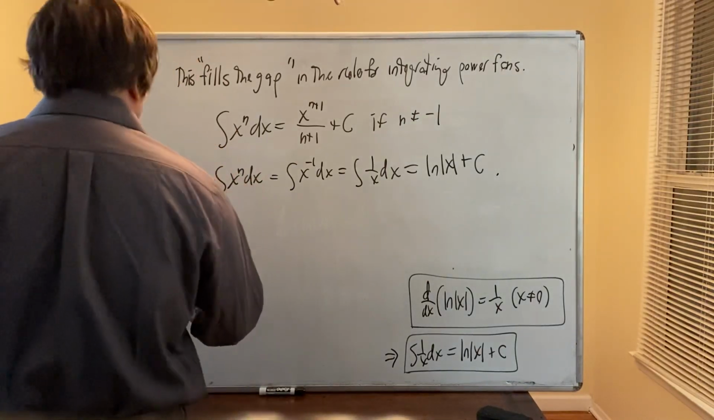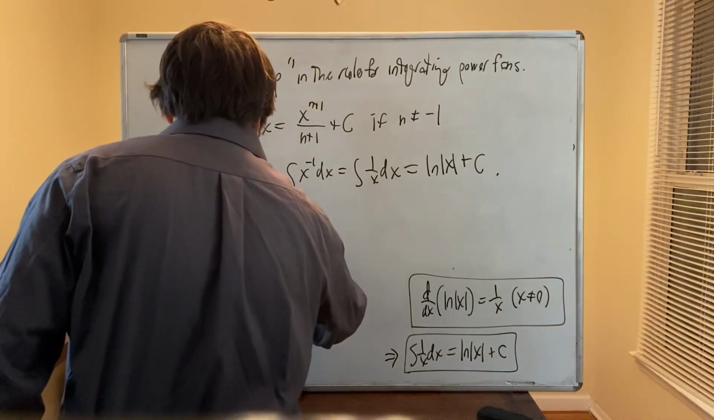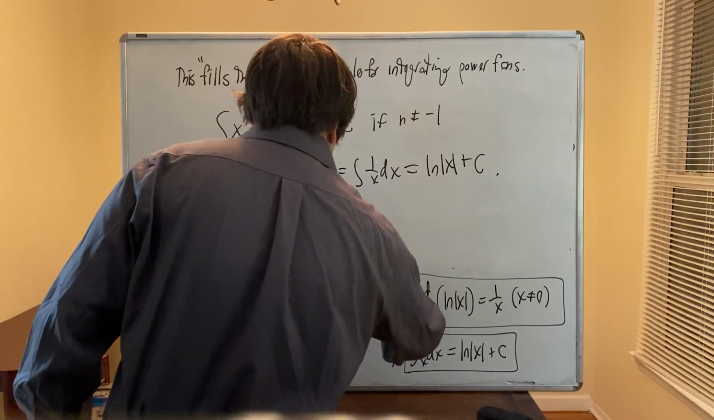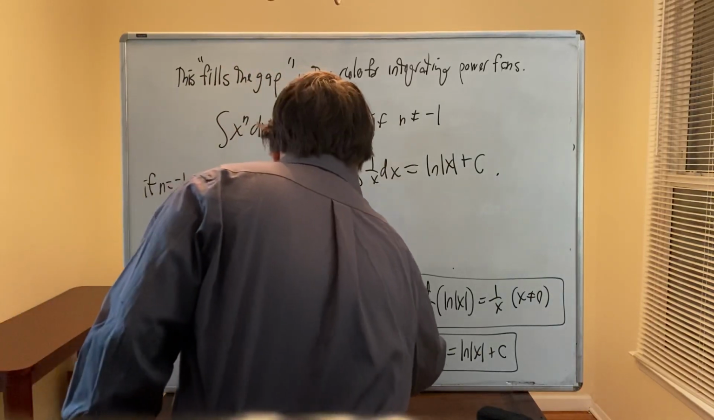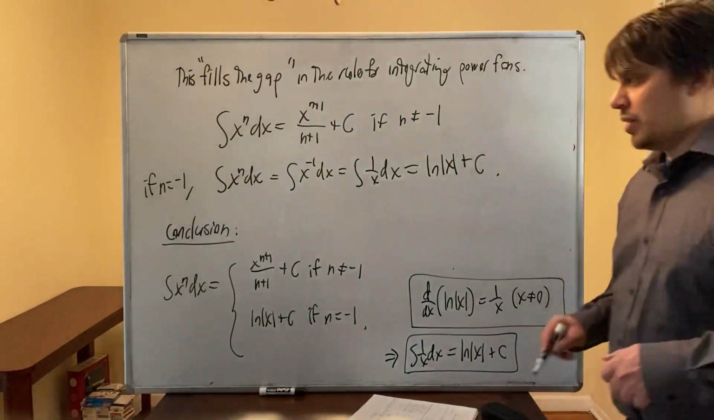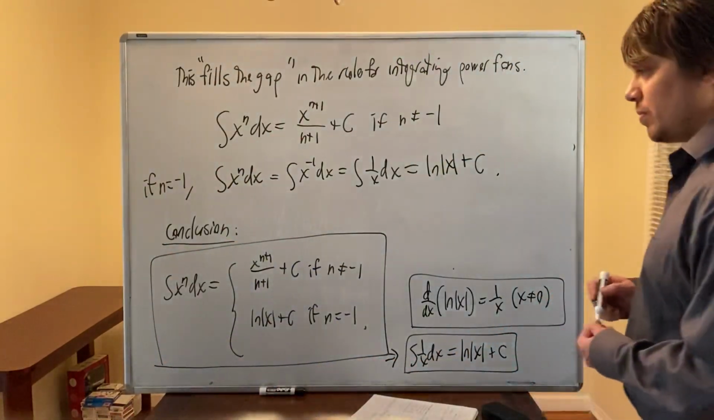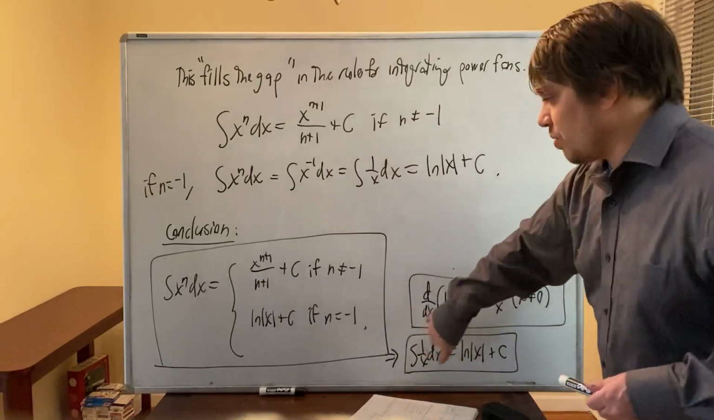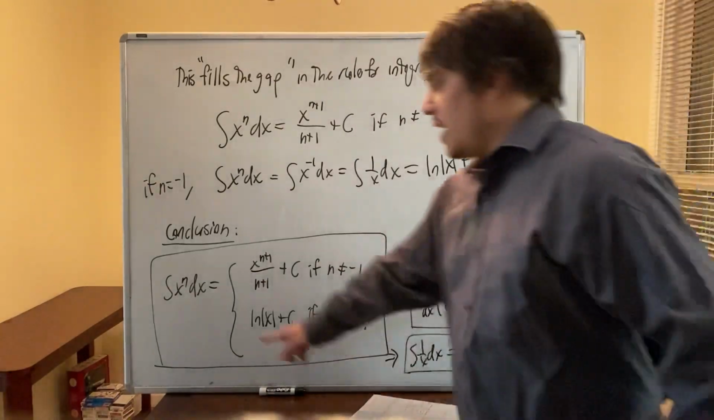Okay, so our conclusion, I'll write this out as one formula. The integral of x to the n dx is equal to x to the n plus first power over n plus 1 plus c if n does not equal negative 1, and it's equal to ln of the absolute value of x plus c if n equals negative 1. Okay, so that is the formula for the integral of x to the n dx. This implication gives you that conclusion. And so now you can integrate x to the n dx.